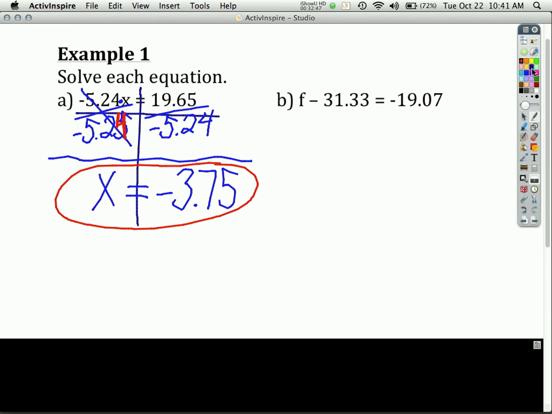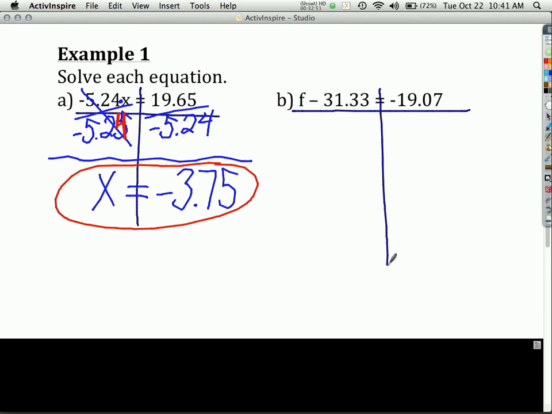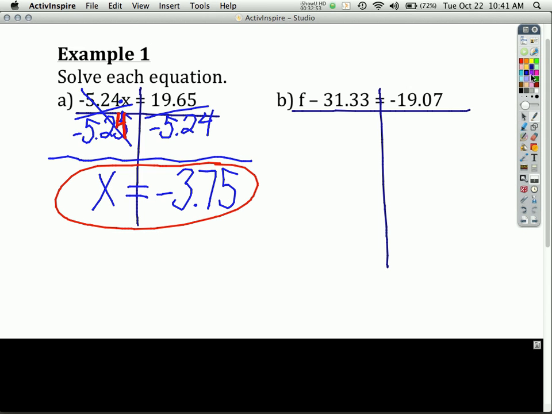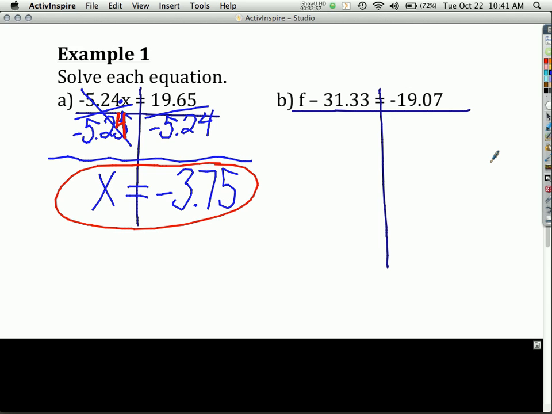So now we're going to skip over all of that. The where-to-look part is now automatic. So now we just skip to what are we doing? What's the action? Chris? Adding what? Good, but now say the whole thing. That's it. Very good. That was perfect. Adding 31.33 to both sides.